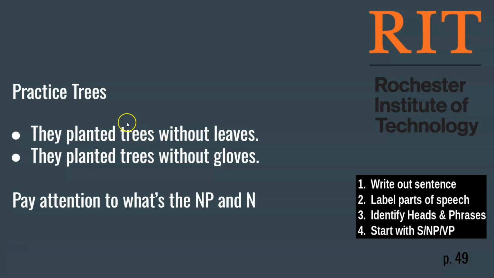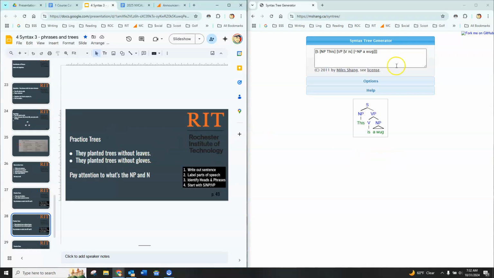Over here, though, we're going to put without leaves. It's going to be subordinate to trees because it's trees without leaves. Okay, so that's the basic idea that we're going for here.